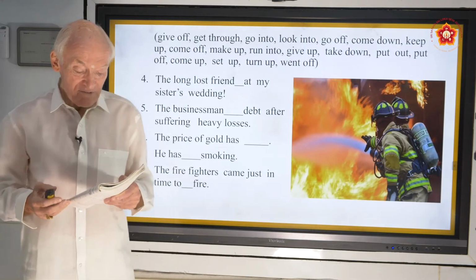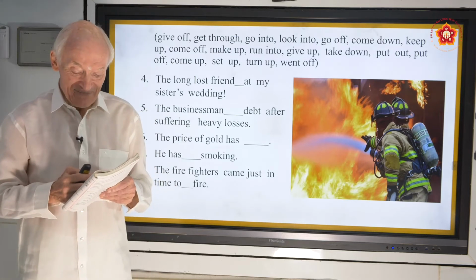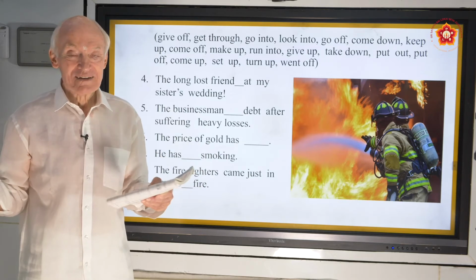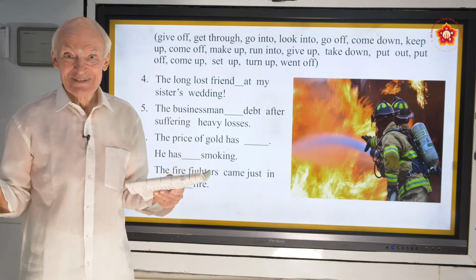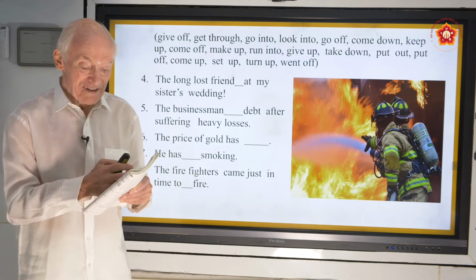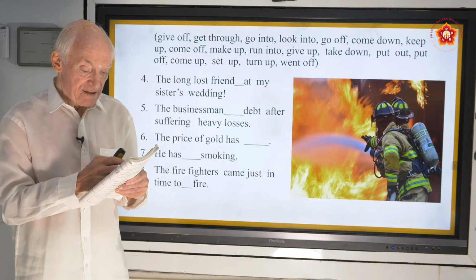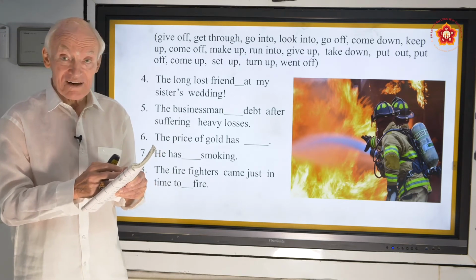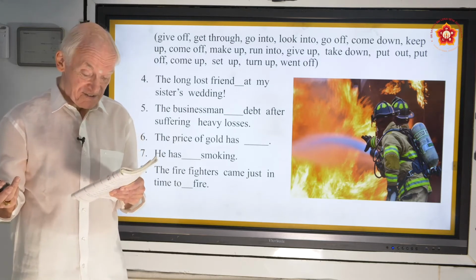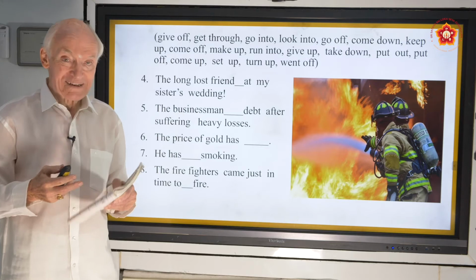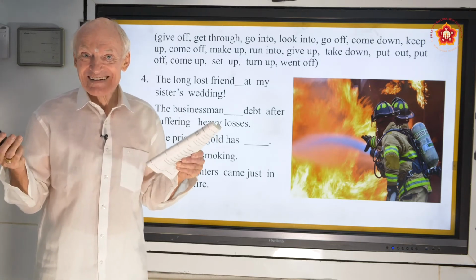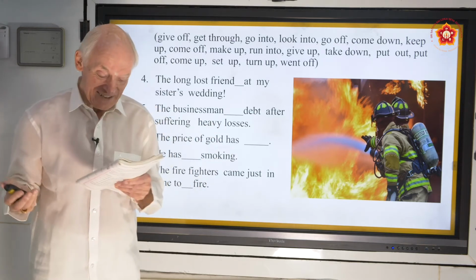Let's go ahead. Number 4, the long lost friend. Something at my sister's wedding. You go to a wedding, you haven't seen this friend in many years, and all of a sudden, what happens? He turns up, okay? So we look at the phrasal verbs and we see, is there something like turn up? Yes, he turned up. So he was already at the wedding, he turned up. Turned up is the proper tense to use. He turned up at my sister's wedding. And you didn't turn him over, but you saw him. And it's a clever way to say that you saw your friend again.